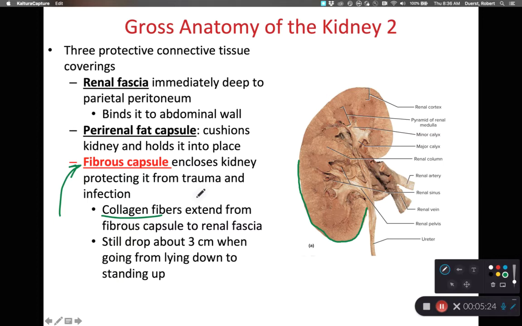And it's going to allow for our kidneys to move around just a little bit. So when we go from lying down to standing up, our kidneys can drop about 3 centimeters, or about 1¼ inches, when we go from lying down to sitting up or standing up. And that's because that fibrous capsule has a little bit of flexibility to it.